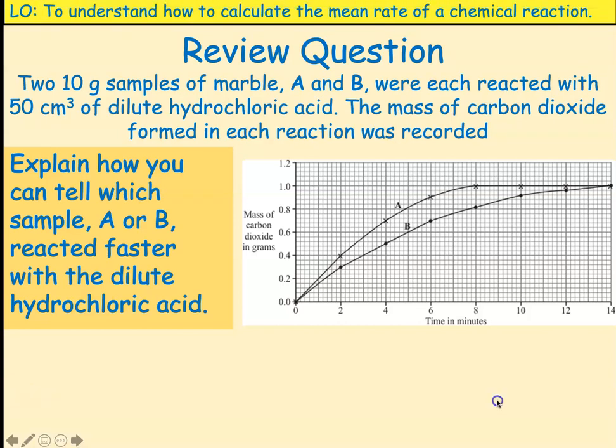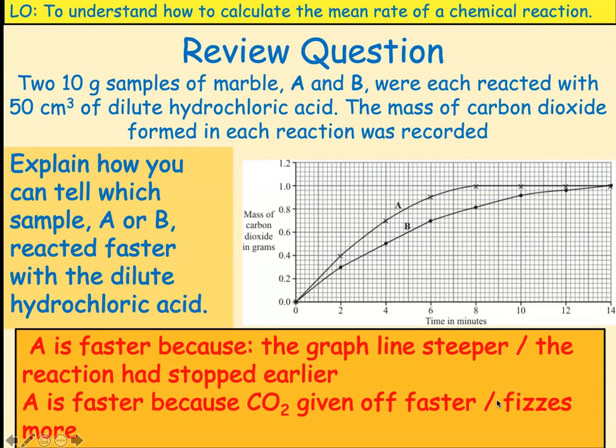Okay, welcome back. Right, A is faster because the graph line is steeper, so it's making the product, the carbon dioxide, quicker, and the reaction stops earlier, so it's finished earlier. A is faster because the carbon dioxide is given off faster and fizzes more.